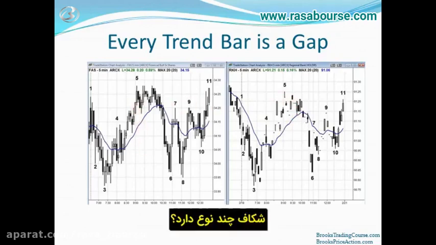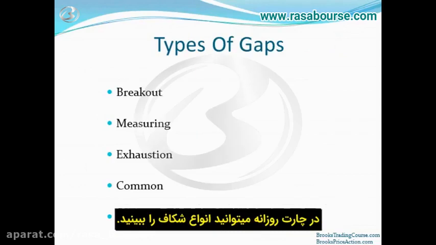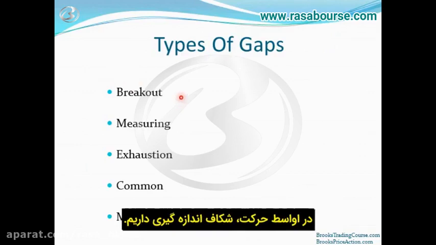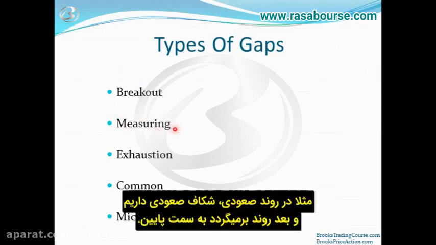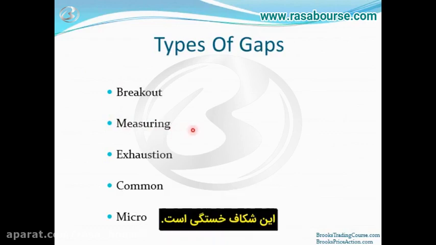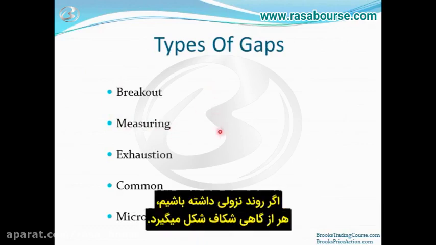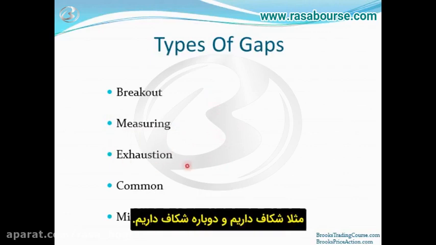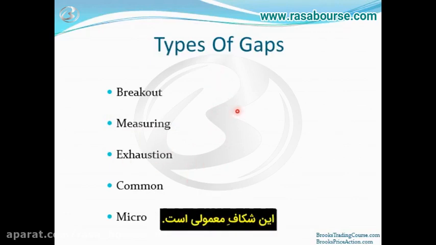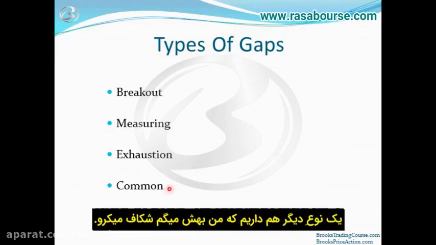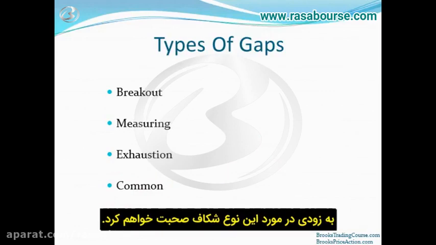So what are the types of gaps? On a daily chart, we have actual gaps that you can see. At the start of a move, there's a breakout gap. Halfway into the move, you'll get a gap that often leads to a measured move, so it's a measuring gap. At the end of a move, for example on a bull trend, you'll often get a gap up, and then the trend reverses down. That's an exhaustion gap. If you have a bear trend, every now and then it'll gap, and then gap again and gap again. Those are just common types of gaps. And then there's another type of gap that I call a micro gap. I'll talk about that soon.